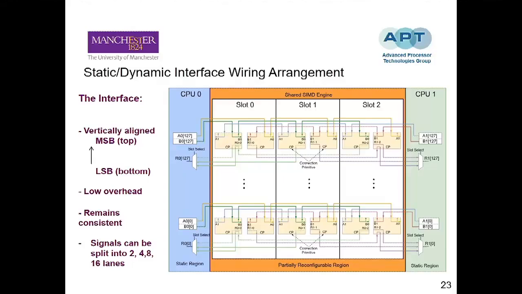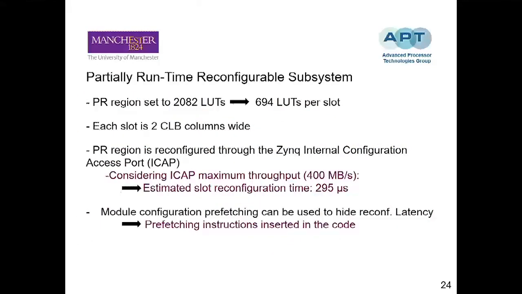But with this, we ensure that the signals from both cores are propagated to all of the slots in our design. Basically, all the slots in the CMD unit get all the operands, and all of them can produce a result, and we select whatever we need. There are some good numbers for slot reconfiguration, and we also are planning to hide this using prefetching. It's a technique well known for reconfiguration.